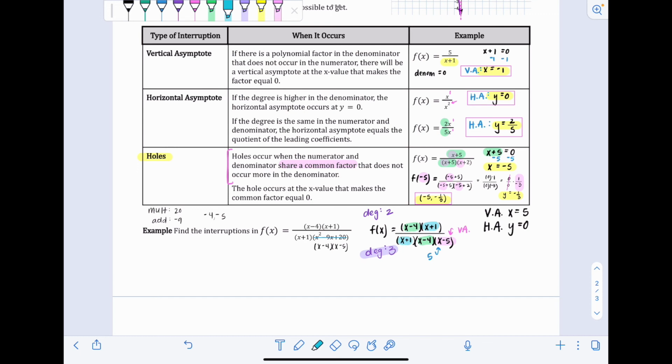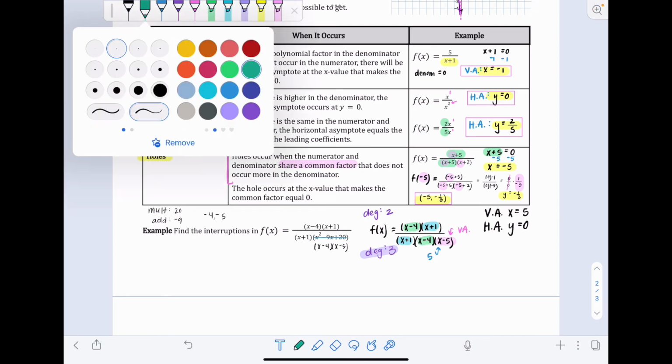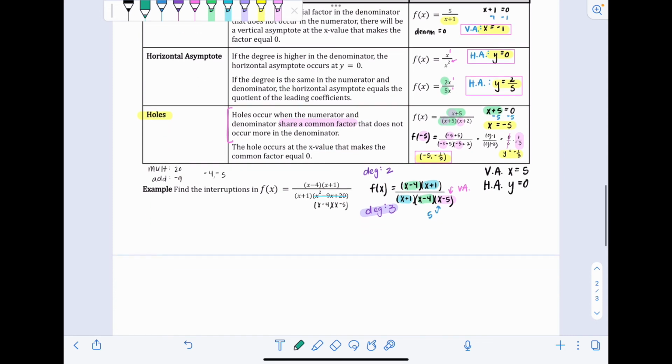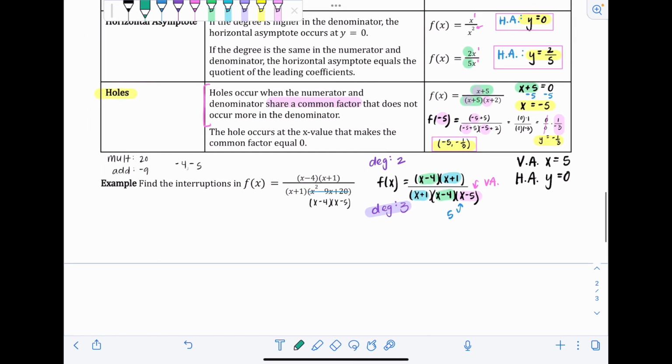So the first one, not necessarily the first one, but the first one we'll do together. The hole occurs at the x value that makes the common factor equal 0. So if one common factor is x minus 4, you can either set that equal to 0 to find it, or think, okay, a 4 would make this equal 0, that's where the hole is. So x equals 4.